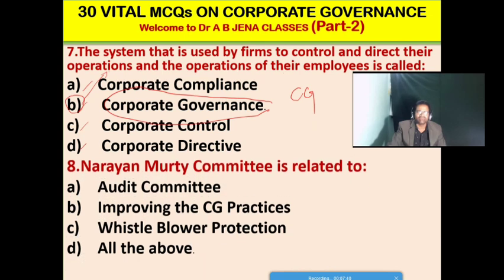Next MCQ: the Narayana Murthy Committee, with regard to corporate governance, is related to what? A. Audit committee. B. Improving corporate governance practices. C. Whistleblower protection. D. All of the above. Friends, D is the right option for this MCQ. The Narayana Murthy Committee is related to the audit committee, improving corporate governance practices, as well as whistleblower protection.